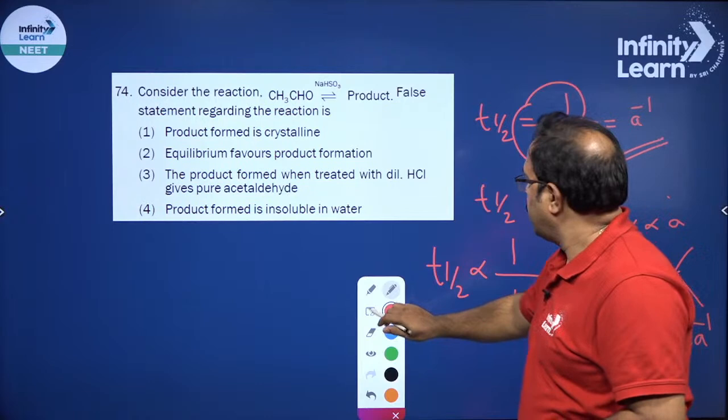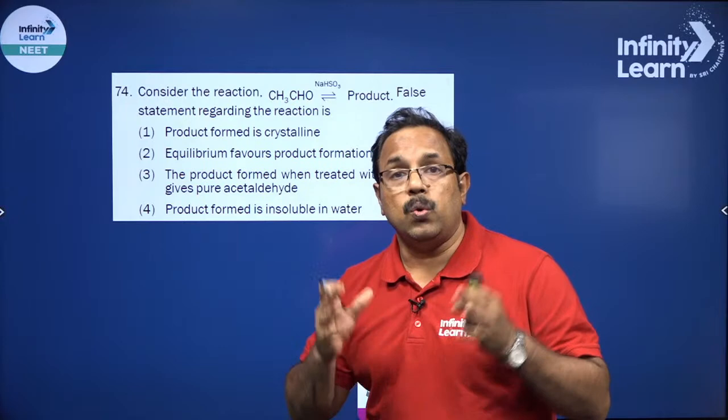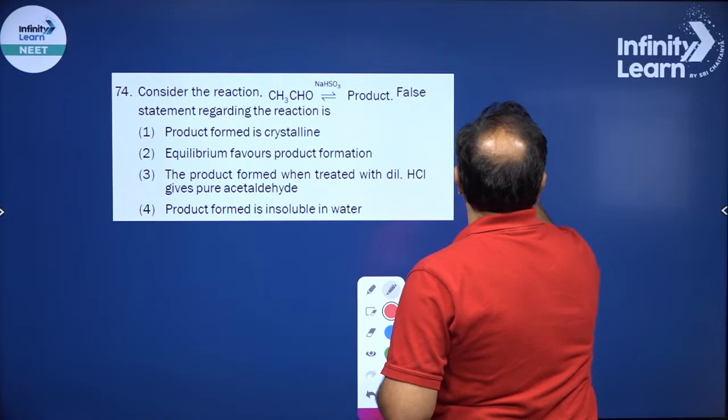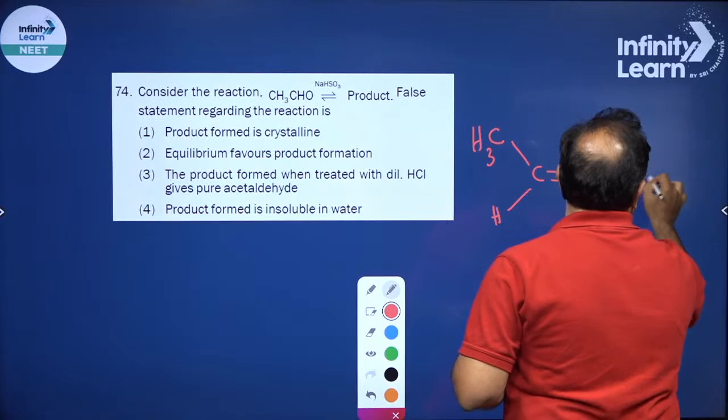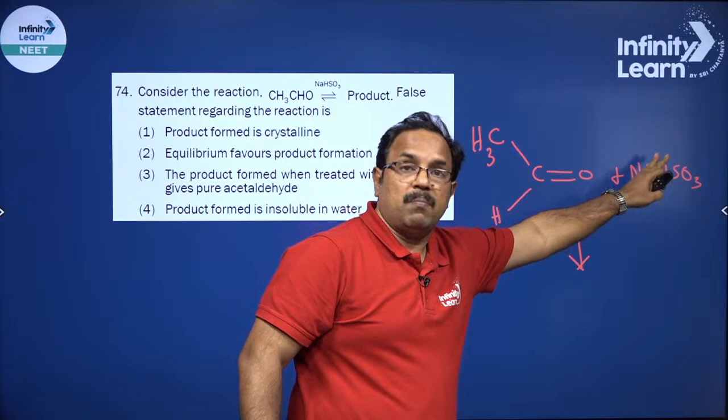Next. Consider the reaction of acetaldehyde with sodium bisulfite. Bisulfite reaction, HCN reaction, these are all characteristic of nucleophilic addition. In this particular case, you will get a crystalline derivative. Aldehyde members and ketone members generally tend to show this reaction. But in the case of ketone, as the bulkiness around this carbonyl functional group increases, it does not react with sodium bisulfite. That also you remember. Okay.